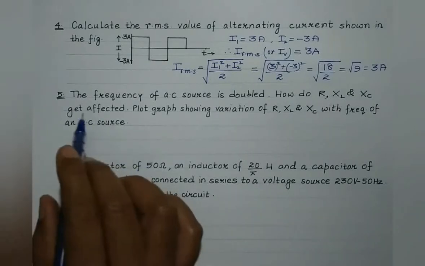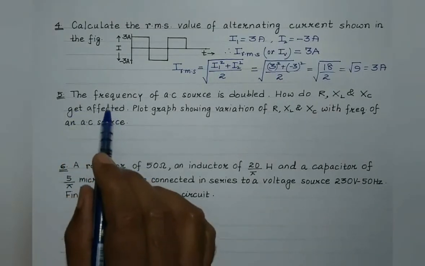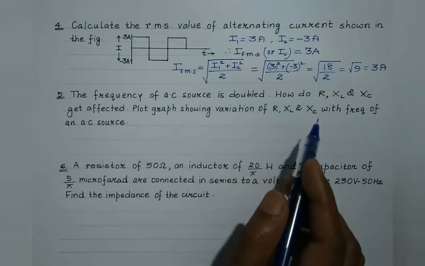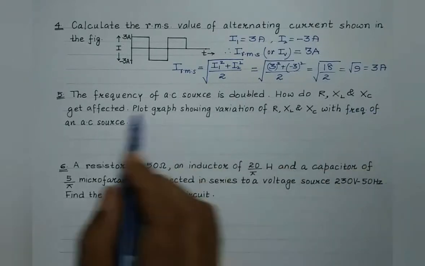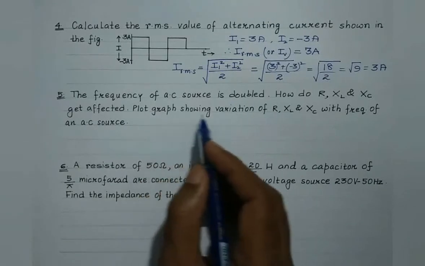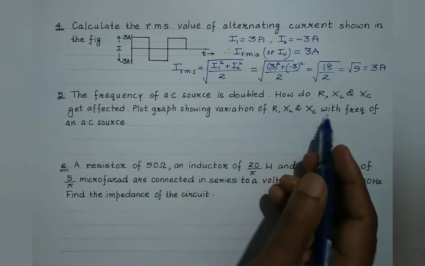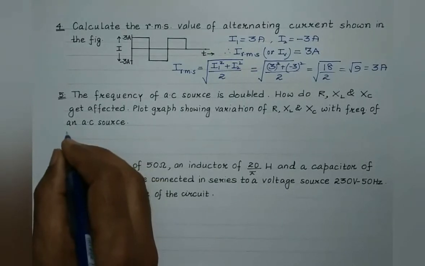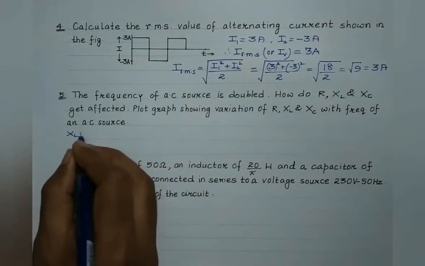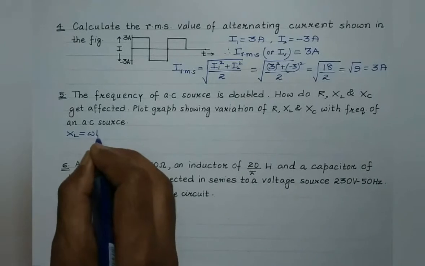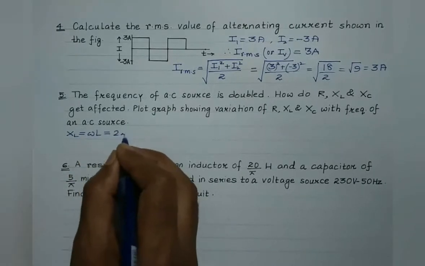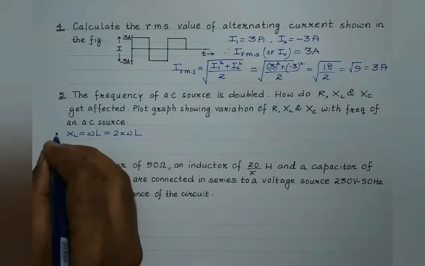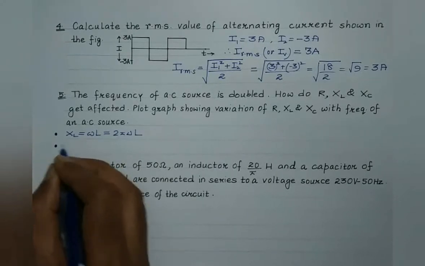Okay, let's proceed to question number 5. The frequency of the AC source is doubled. How do R, XL and XC get affected? Plot a graph showing variation of R, XL and XC with the frequency of the AC source. Okay, these are the pieces of information we are aware of. XL is equal to omega L, equal to 2 pi nu L. This is the first piece of information, the inductive reactance.